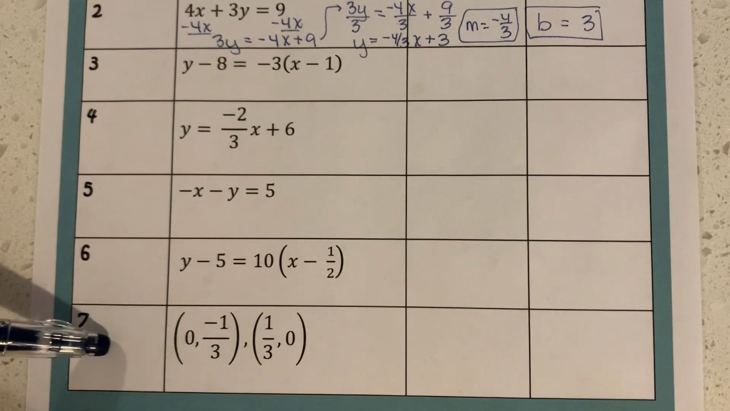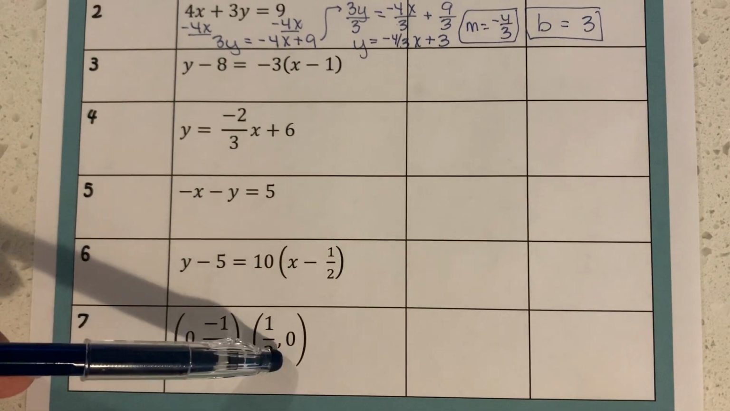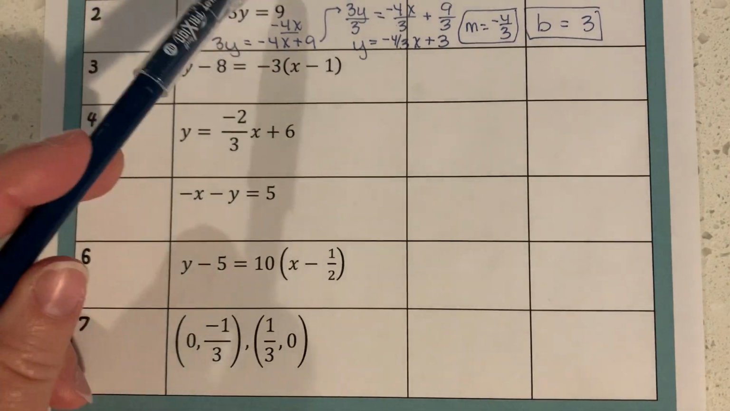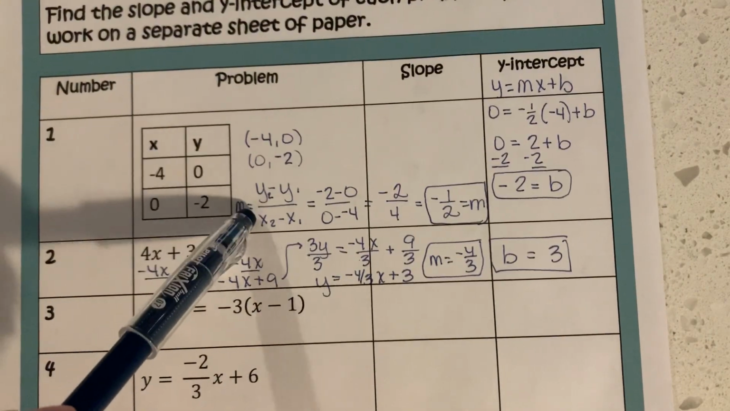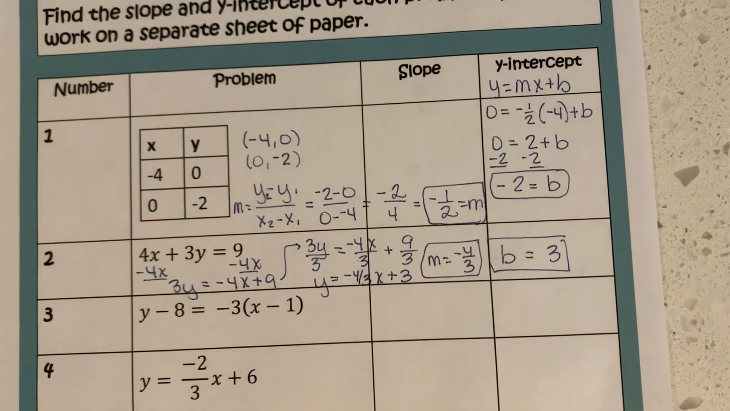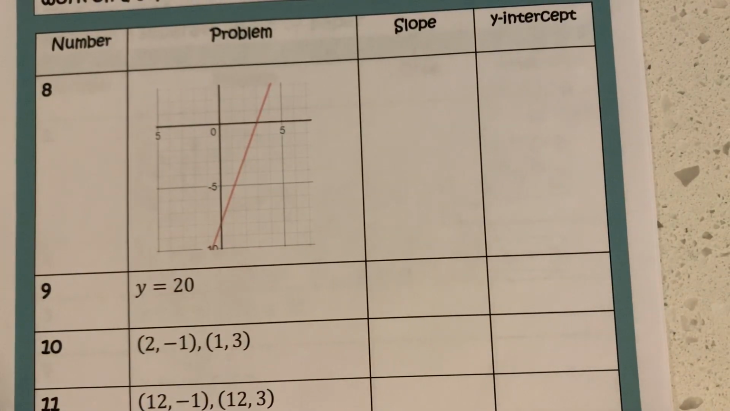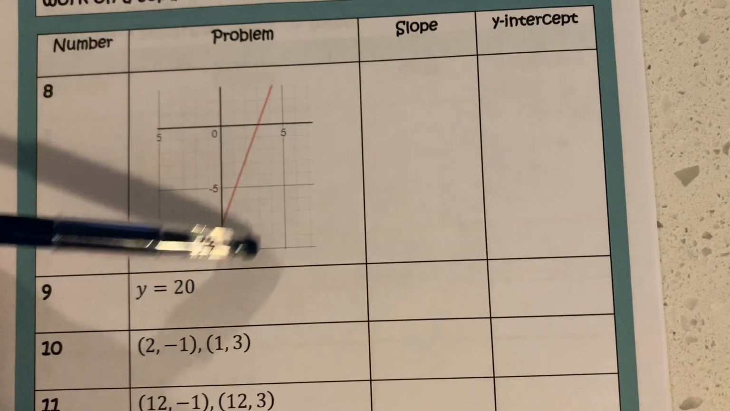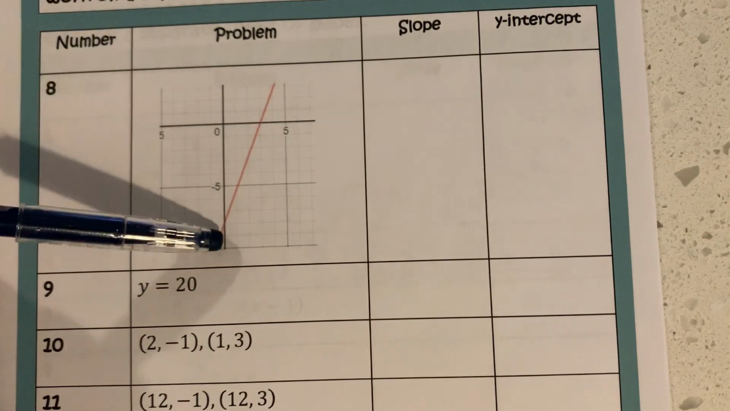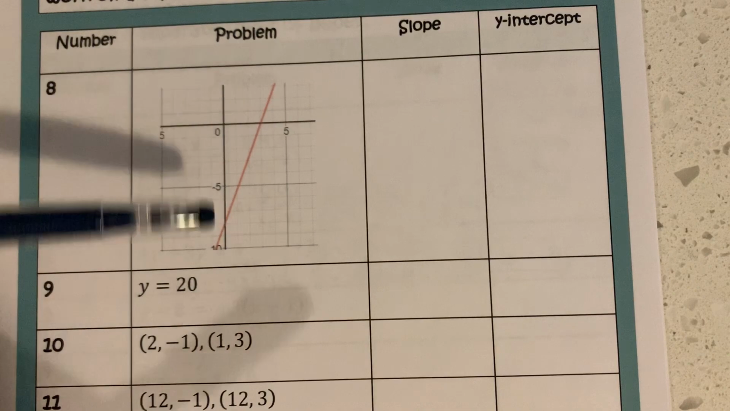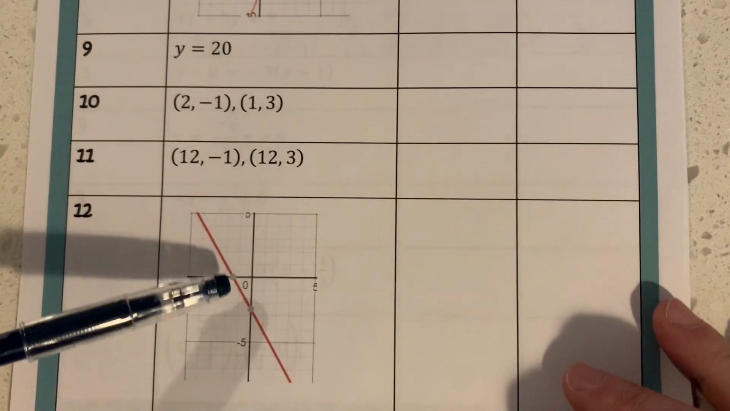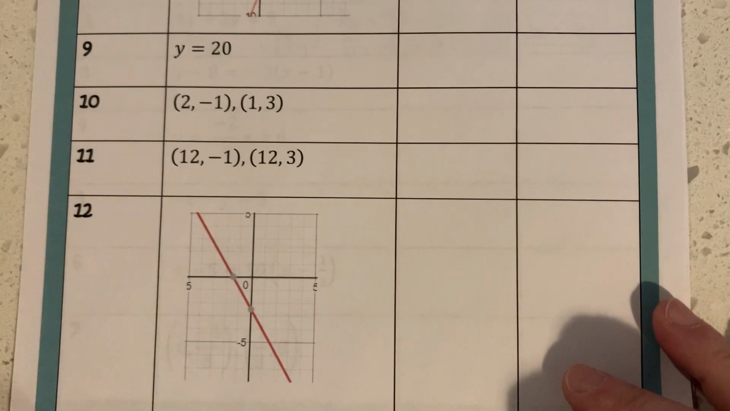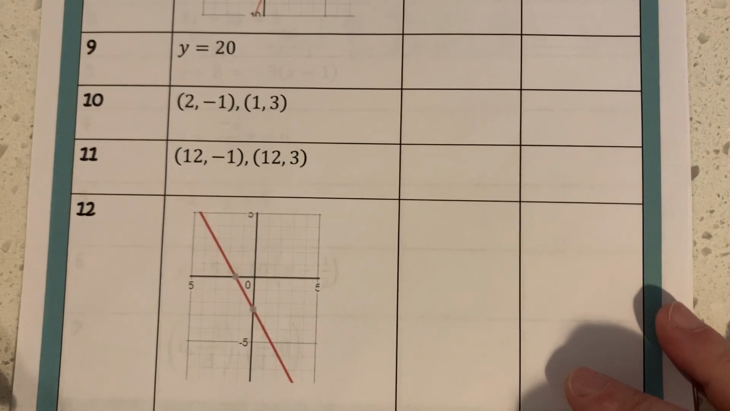And then for the ones like number 7, where it's 2 points, remember that you're going to use the formula we used in number 1, y2 minus y1 over x2 minus x1. The only other type of problem, and they're the easiest, so I'm not going to do one. Remember, when you see it on a graph, literally the slope is counting up and over, or in the case of a negative slope, down and over from 2 points on the line. And that gives you your slope.